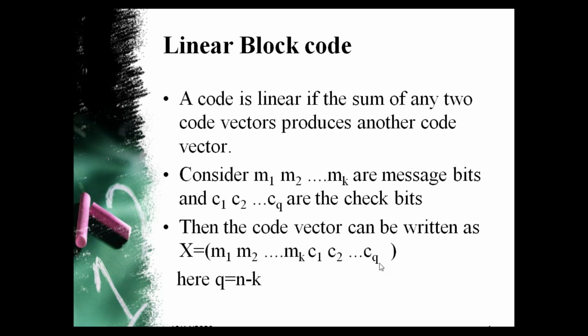Here we have represented the message as m1, m2, etc., mk, and corresponding to that we have generated the check bits c1, c2, etc., cq. Then the complete n-bit code word is m1, m2, etc., mk, then c1, c2, etc., cq. Here we are discussing the systematic linear block code, where q is equal to n minus k.